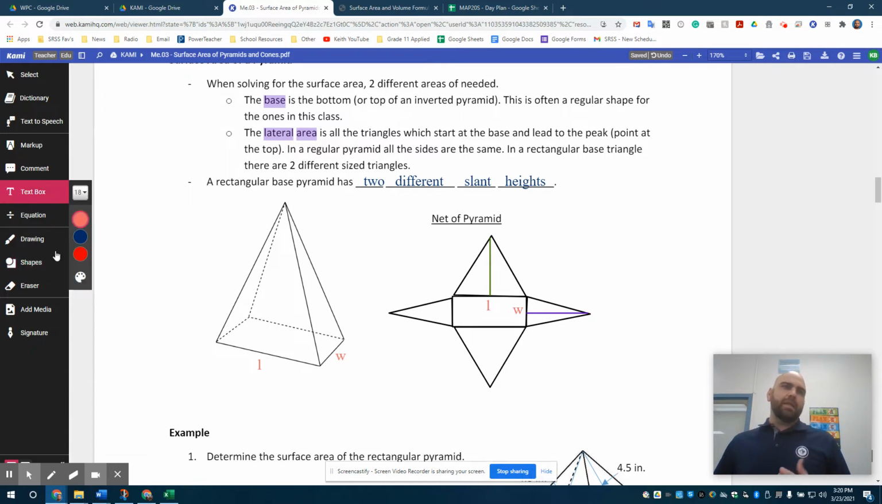What I'll often do is I'll try to call them slant height 1. And so let's put in here slant height 1. And this one is going to be slant height 2.